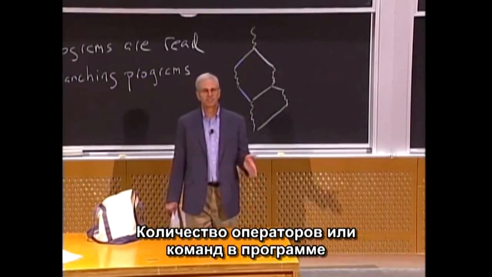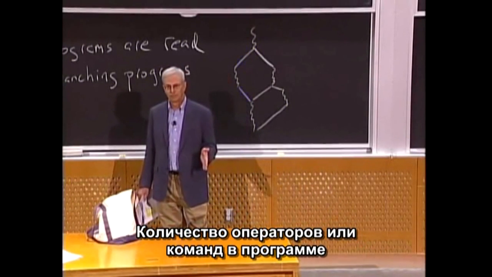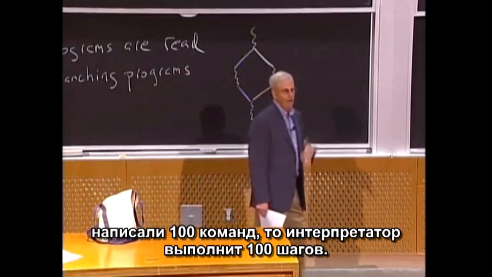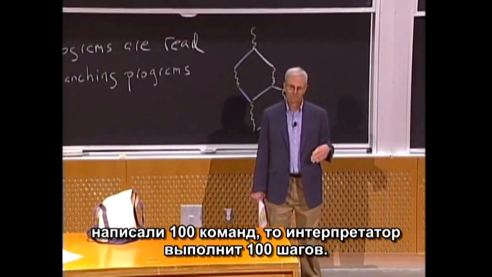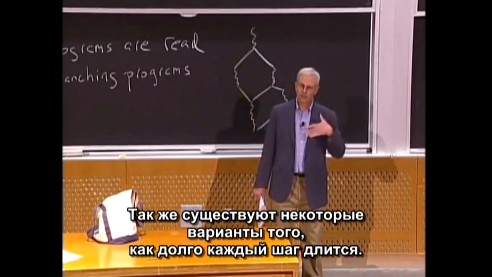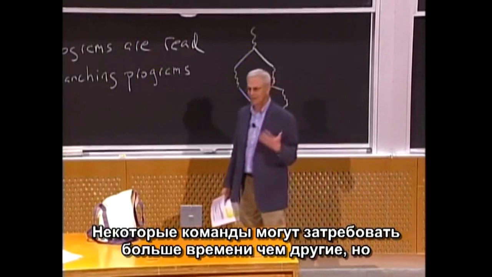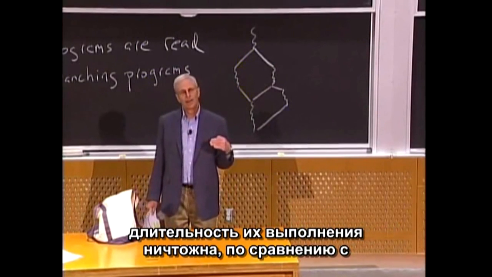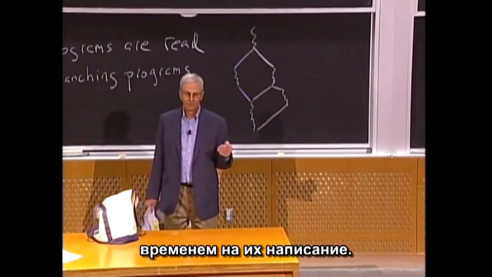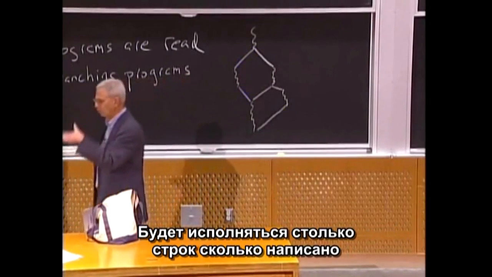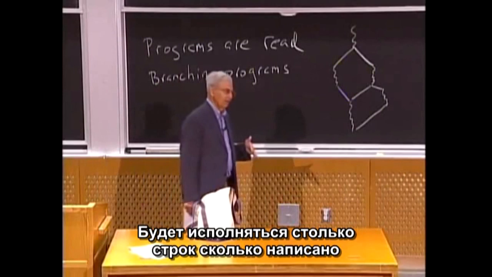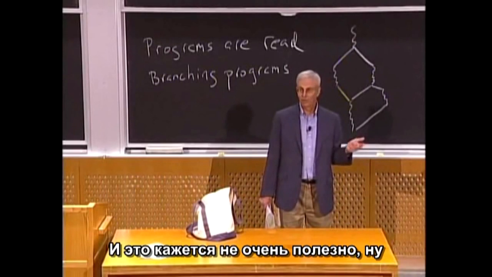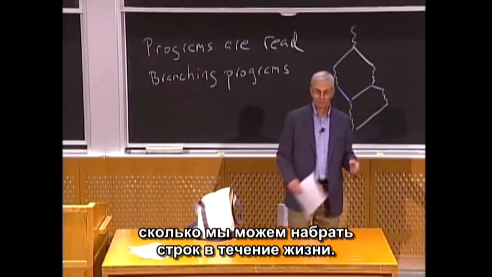Exactly. The number of statements or commands in the program. Since it executes every command exactly once, if you have 100 commands, it will have 100 steps in it. Now, there's some variation in how long each step will be. Some commands might take longer than others, but the length of time it can take to run has nothing to do with its input. It has to do only with the number of lines of code. And that tells us it's not very useful because, well, we can only type so many lines in our lifetime.